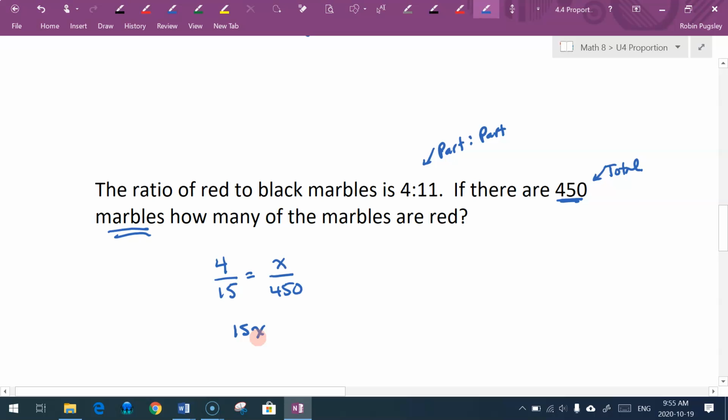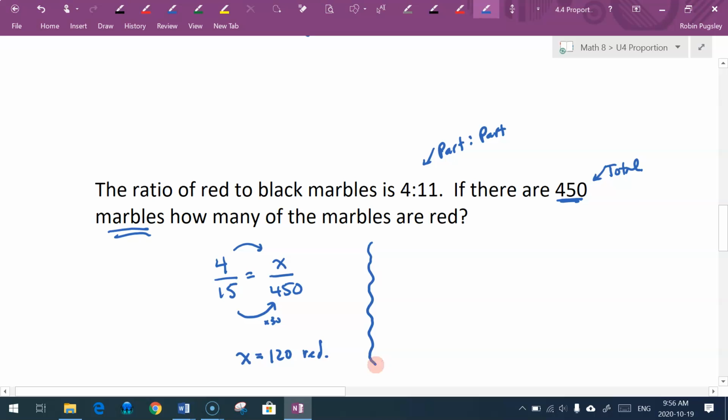And then you could cross multiply 15 times x, or hey, this one looks nice and easy. I don't think I have to cross multiply. I can just say, how am I getting from 15 to 450? I'm multiplying by 30, so whatever I do to the bottom, I do to the top. Therefore, x is 30 times 4. Oh, that's 120 red marbles, right? That's one way you can do this question.